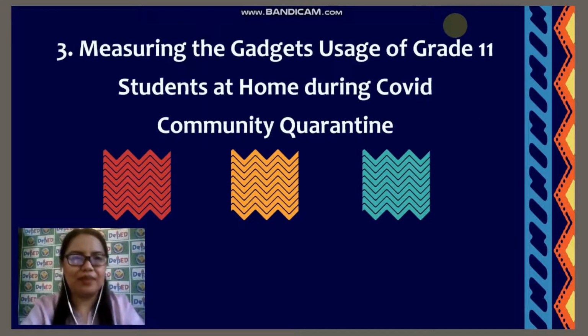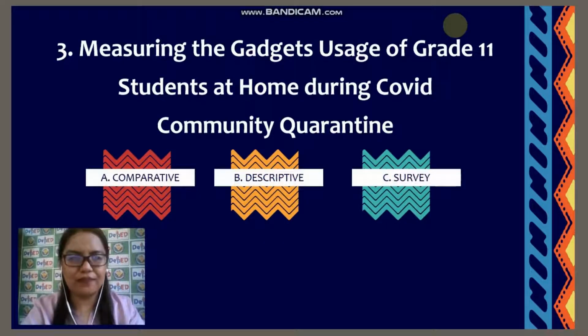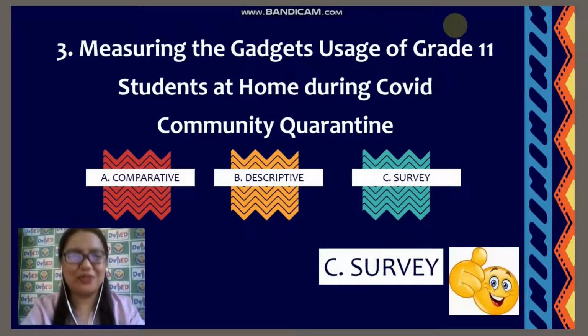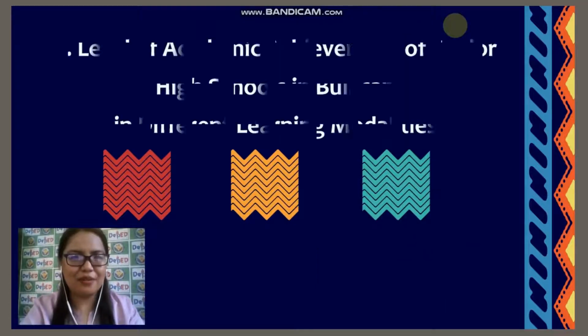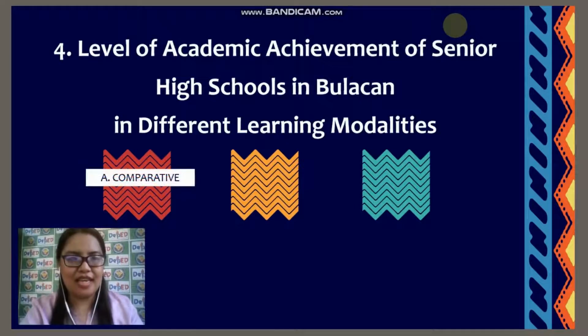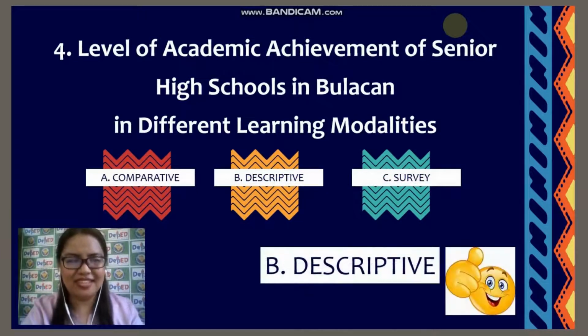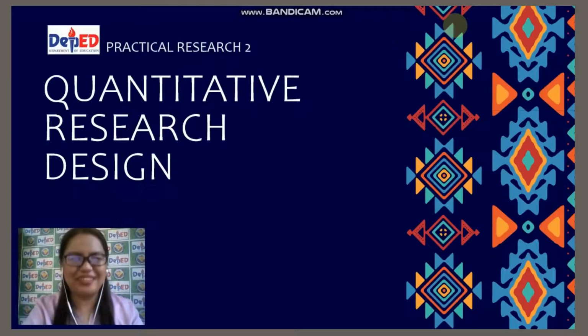Number 3, measuring the gadgets usage of grade 11 students at home during COVID community quarantine. Letter A, is it comparative, B, descriptive, or C, survey? The answer is survey. Last number, level of academic achievement of senior high schools in Bulacan in different learning modalities. A, comparative, B, descriptive, or C, survey? The correct answer is B, descriptive.